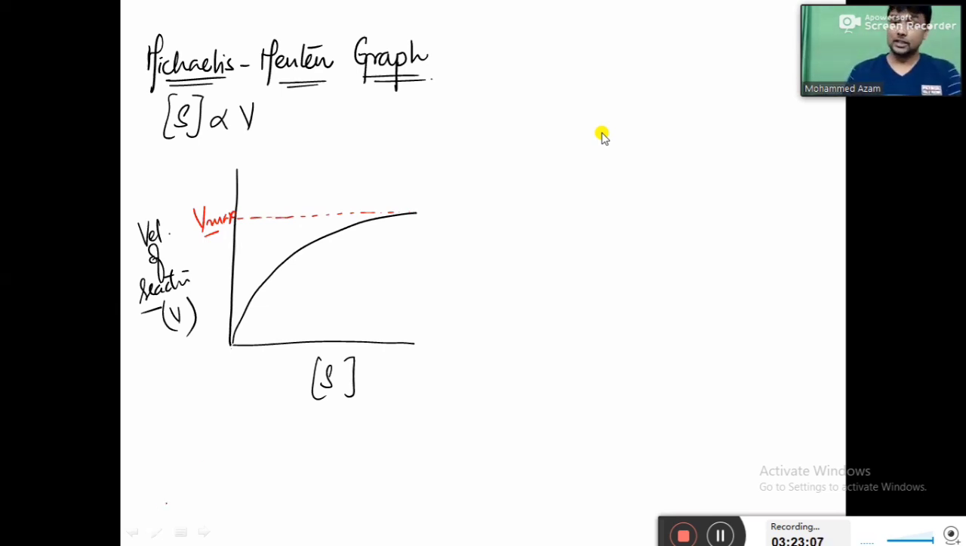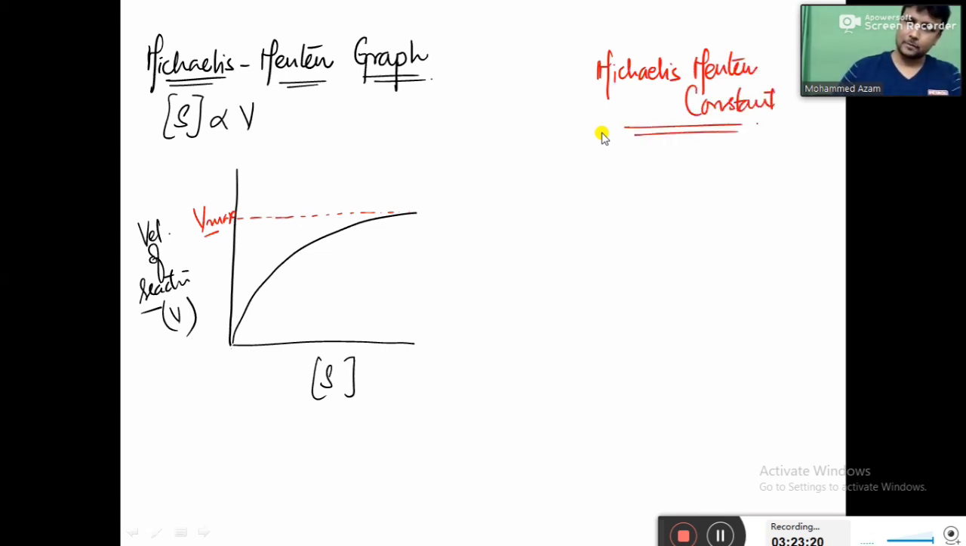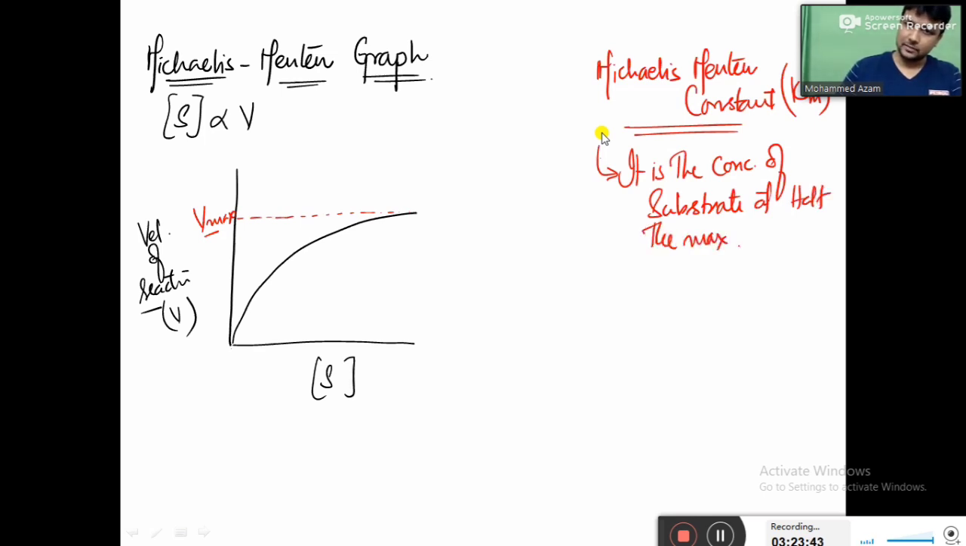And here, the most important thing will be the constant. There is a constant which is known as the Michaelis Menten constant. It is represented by Km. Now what is the definition for this Michaelis-Menten constant? Write down there. It is the concentration of substrate at half the maximum velocity.